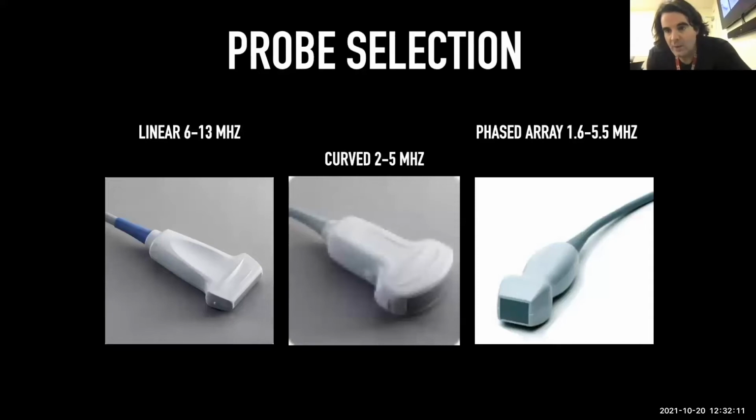Okay, so how we evaluate the chest is variable. You can really use any probe. The issue is if you use a linear probe, you don't have much penetration. So normally you'll get 6 to 10 centimeters. Now we usually look at artifacts in the lung, like A lines, B lines, pleural sliding.